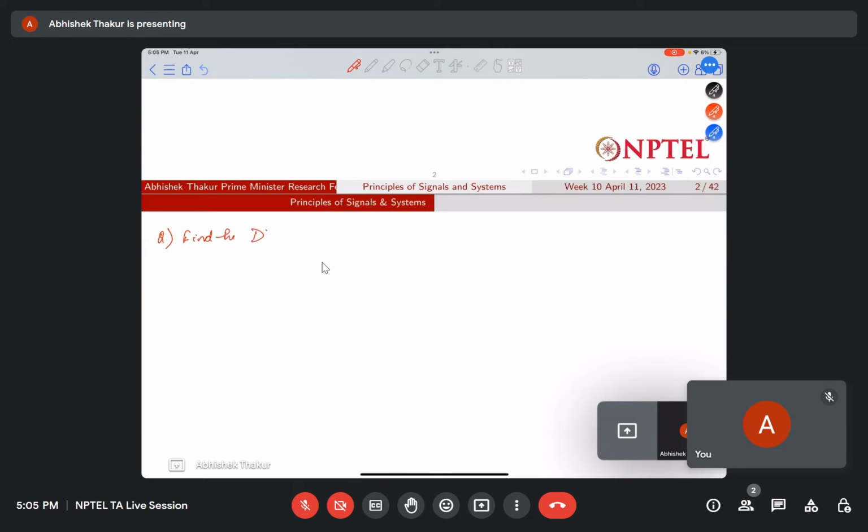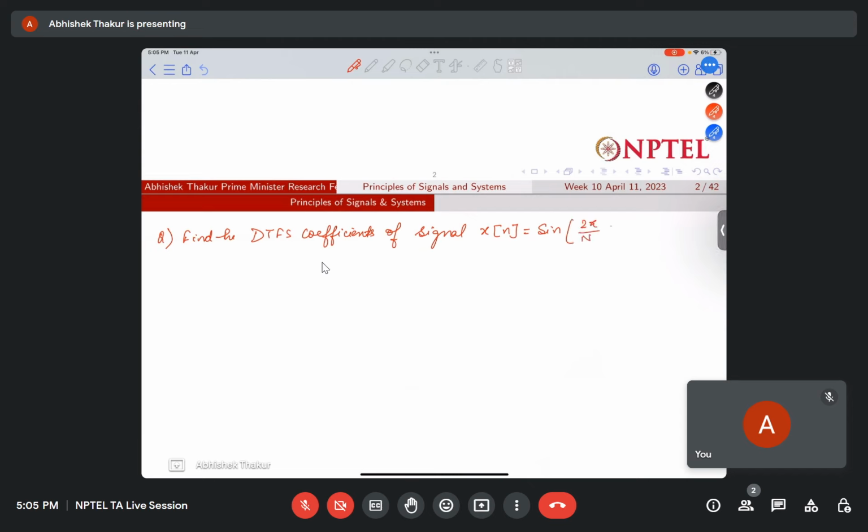Find the DTFS coefficient of the signal xn is equal to sine of 2 pi by capital N into n. So here xn is equal to sine of 2 pi by N into n. This can be written as e to the power of j 2 pi by capital N n minus e to the power of minus j 2 pi by N into n, divided by 2j. In this way we can write sine of 2 pi by N into n.